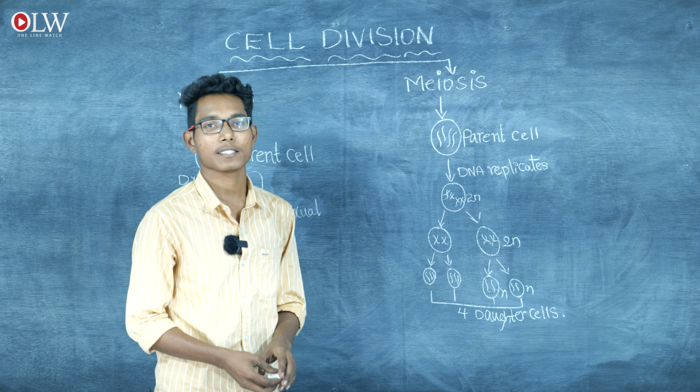What does the cell consist of? The cell consists of the nucleus, cytoplasm, nuclear membrane, and cytoplasmic membrane. The cell consists of these four. Coming to cell division, the cell divides into two types. The first is mitosis and the second one is meiosis.